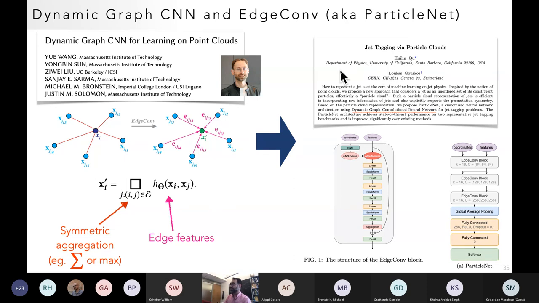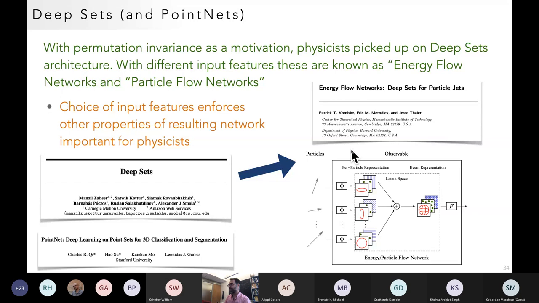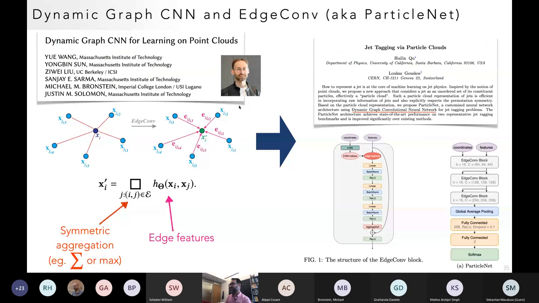This group in California and at CERN adopted this. And for reasons that I don't really understand, physicists seem to like to take these existing network architectures and then give them a new name. So for instance, here, the deep sets approach was called either the energy flow network or the particle flow network. And here it's called ParticleNet. But it's basically one of these dynamic graph CNNs.